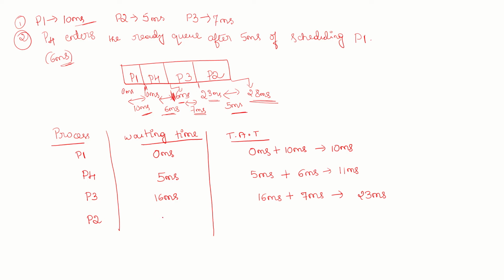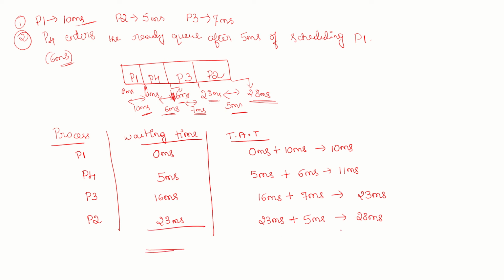Now coming to the P2, it enters the ready queue at 23 milliseconds, isn't it? So it waited in the ready queue for 23 milliseconds. It comes for execution at 23 milliseconds, until all of P1, P4, P3 complete their execution. So turnaround time for it is 23 milliseconds plus what is the next thing? Can you tell me? It is the execution time for P2, that is 5 milliseconds. It is 28 milliseconds. Now you got all the four values.